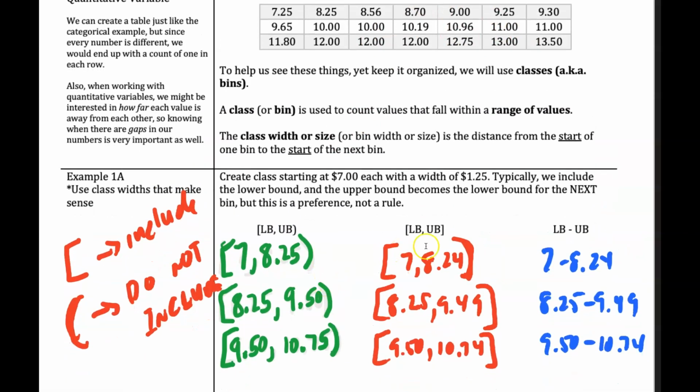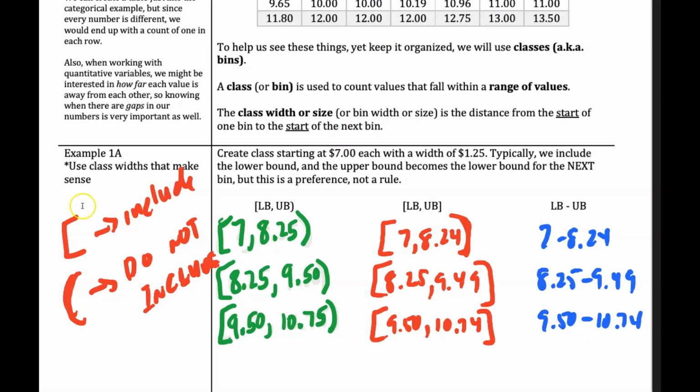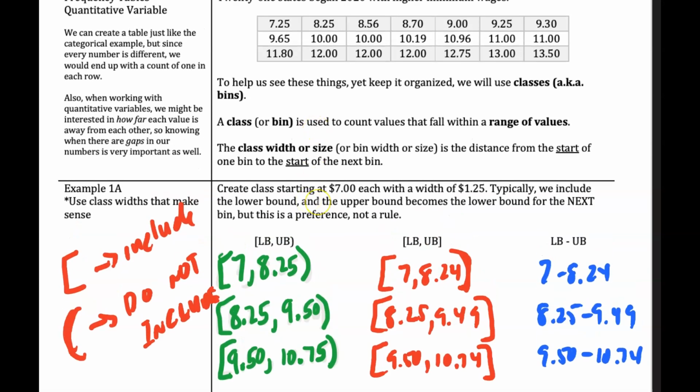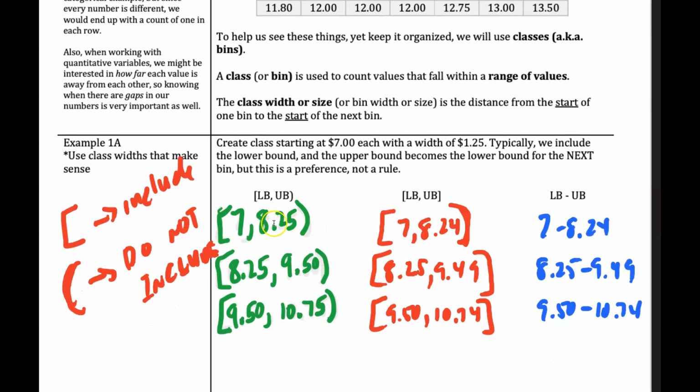Now notice the subtle notation here. Sometimes we use brackets or parentheses. All of these mean the same thing. They're just three different ways, and sometimes you see it three different ways. You'll see the representations of class width or bins this way. And so notice from 7 to 8.25. Now the parentheses do not include, so you're technically only going to $8.24.